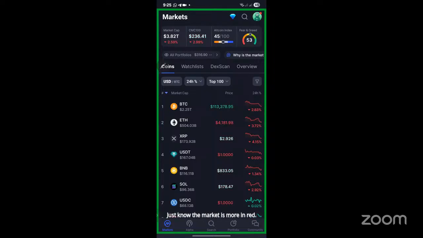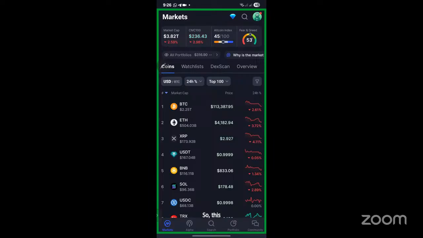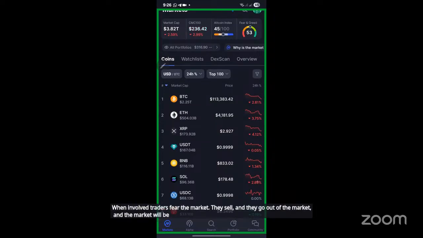And when you see this area below 50, just know that greed is driving the market. You understand? So this is the fear and greed index. Market is driven by fear and greed. When more traders fear the market, they sell and go out of the market, and the market will be in red, as you are seeing here.